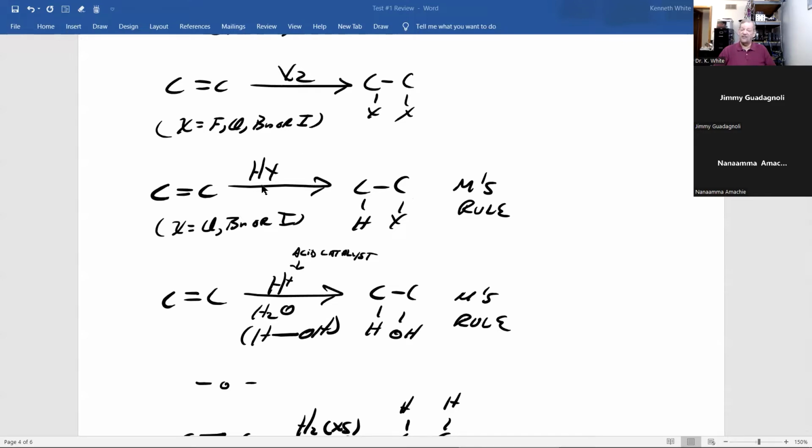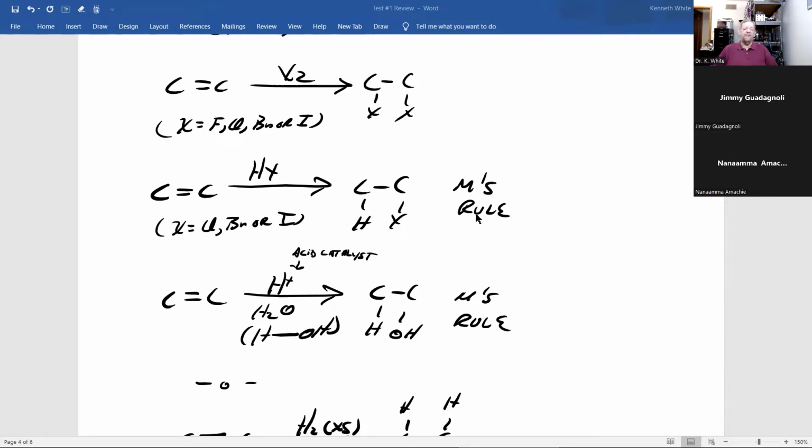Now, these first two are symmetrical additions. If you add something that's not the same on both sides, HX, where X can be chlorine, bromine, or iodine, to a double bond, you break the pi bond, one carbon gets H, the other gets X, and it follows Markovnikov's rule. The carbon with the most hydrogens gets the hydrogen in a double bond, and the other carbon gets the halogen. I will never ask you what is Markovnikov's rule, but I expect you to know how to use it.